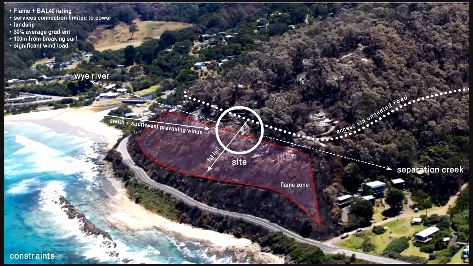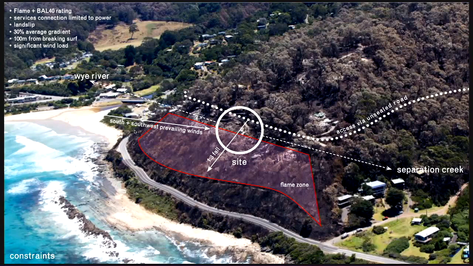And it was a really quite tricky location. Very difficult access via an unsealed road. We were dealing with a flame zone / BAL 40 bushfire rating. There were concerns about landslip. In fact, we did have issues of landslip on adjacent sites and so on, because the land was heavily cleared by Grocon following the fire.